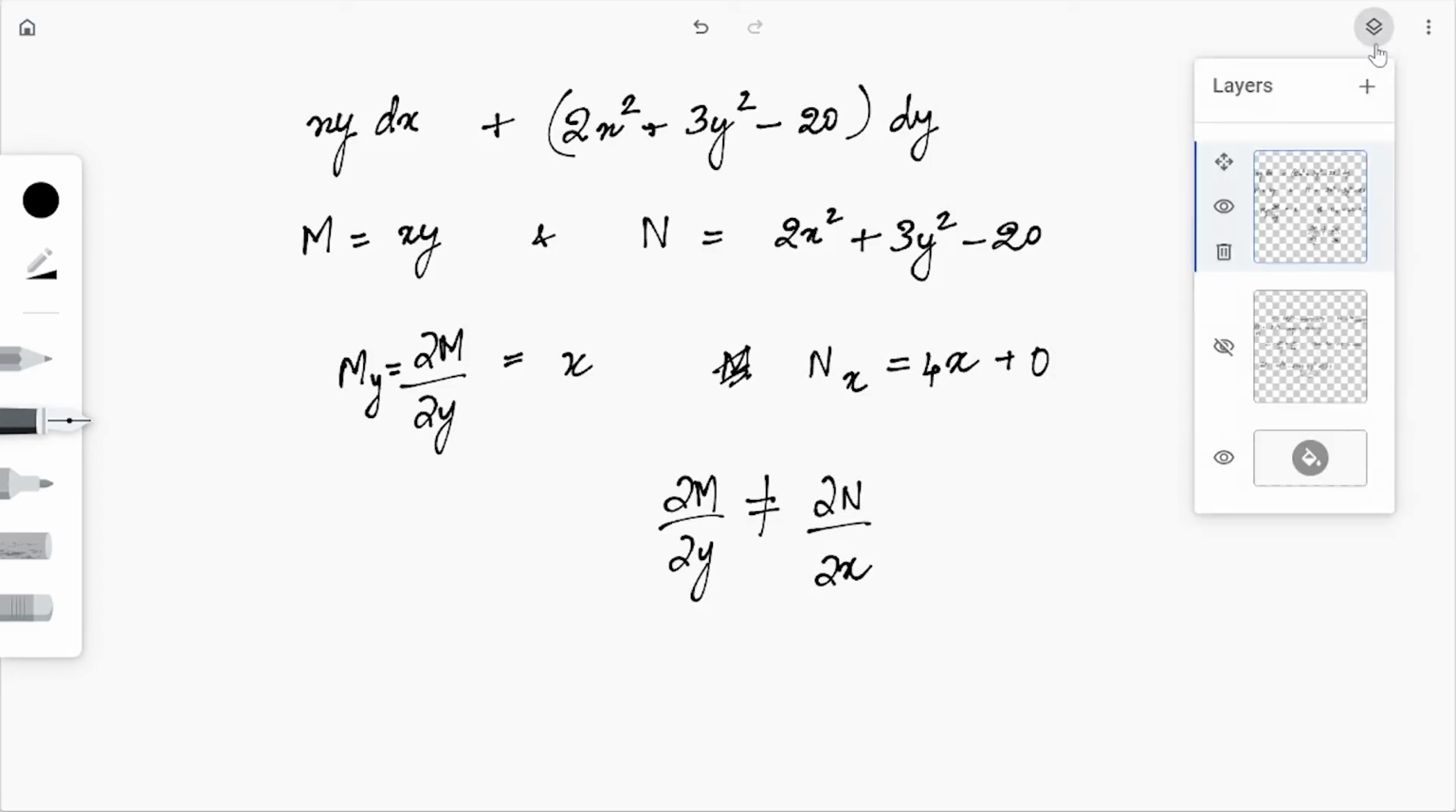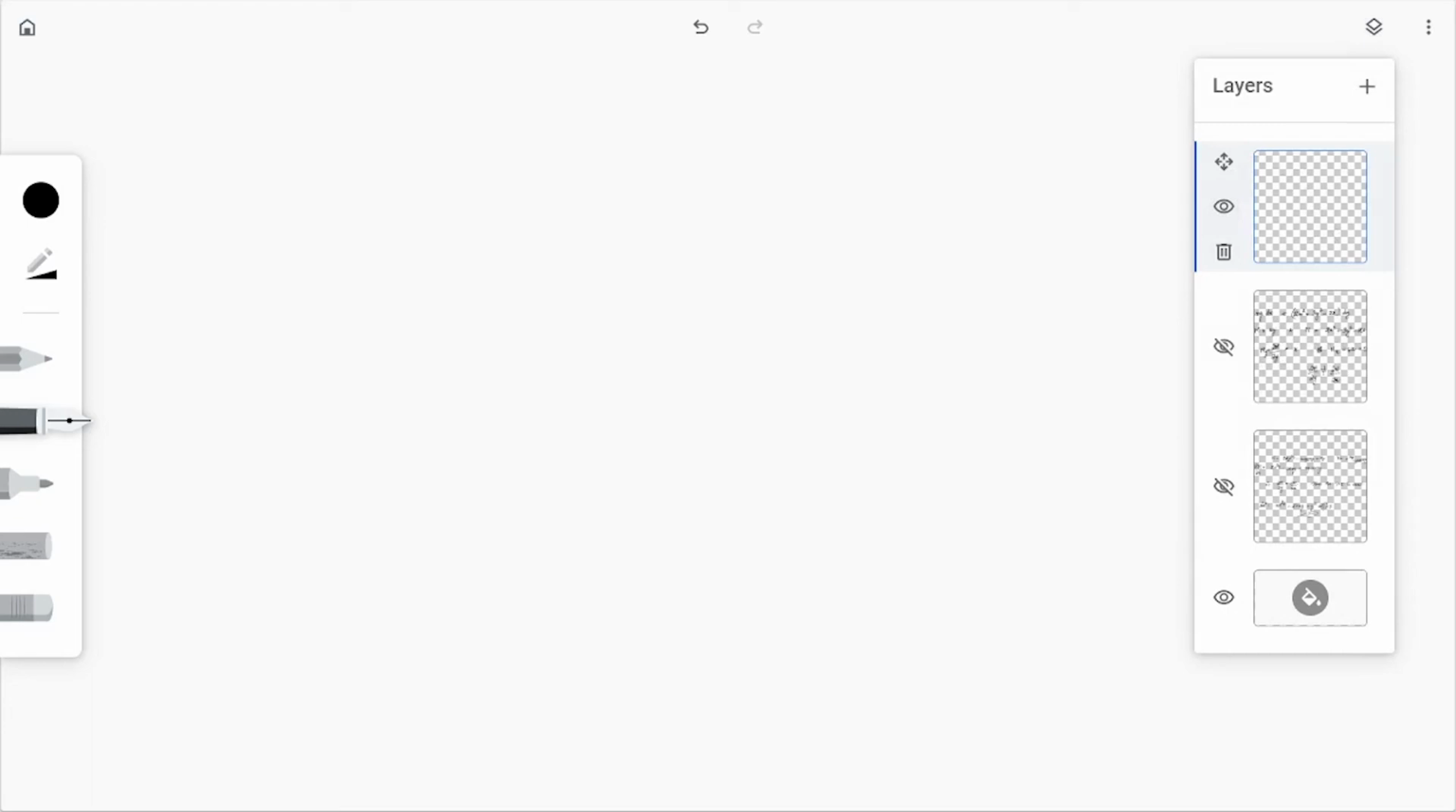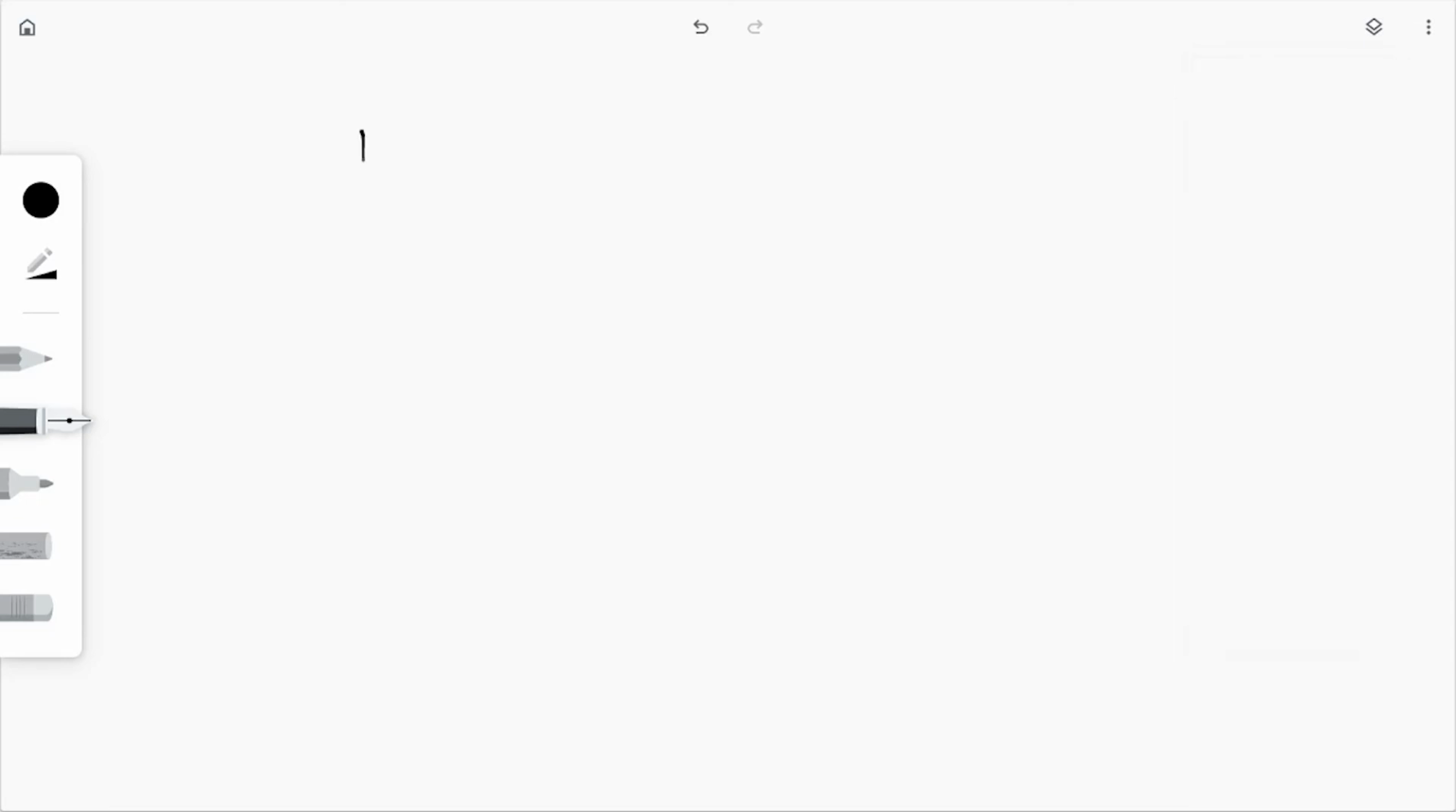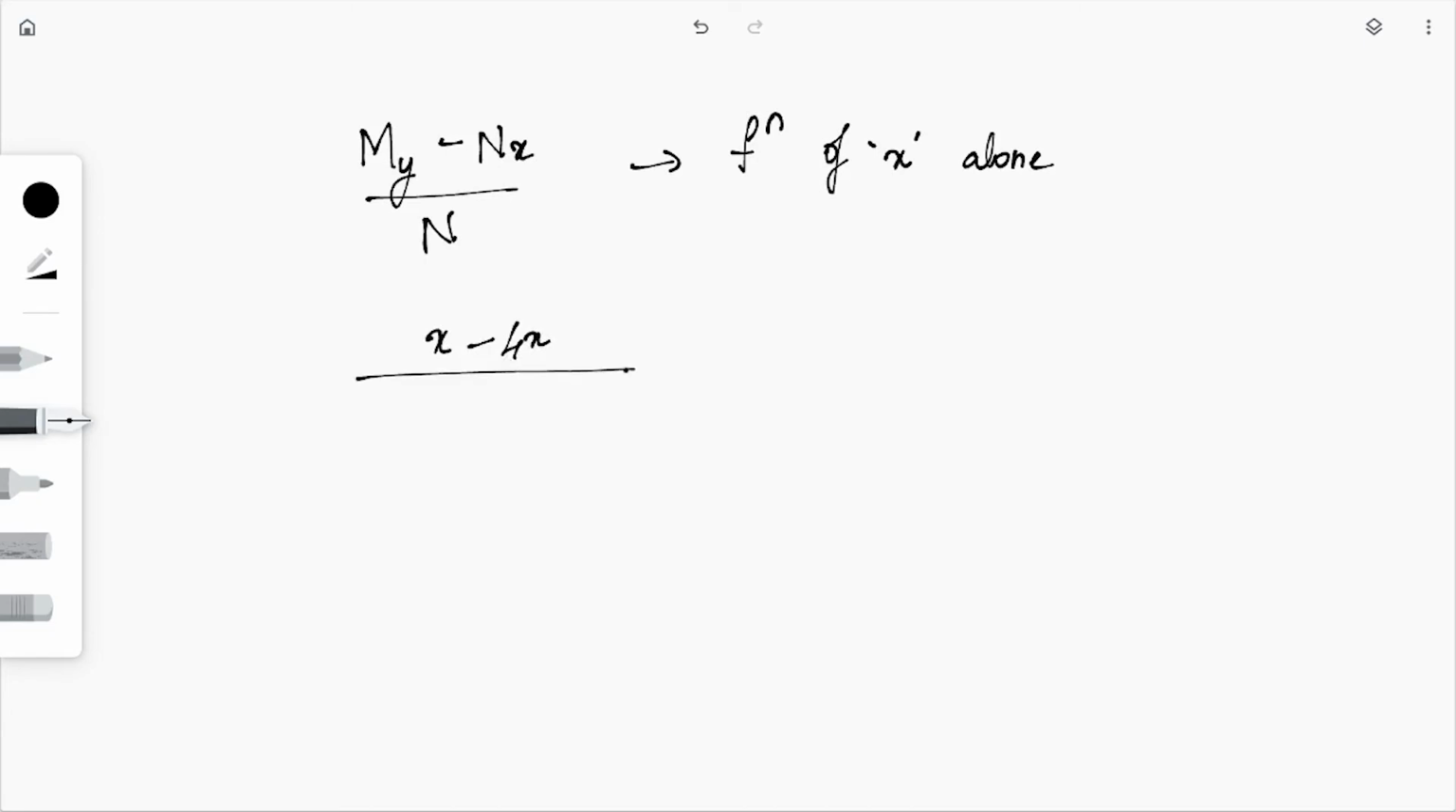So first let us determine whether we will be able to find out the integrating factor or not. So let us determine first (My minus Nx) divided by N. N means it should be a function of x alone. What was My? It was x, and this was 4x. What is N? N is a very big term, 2x² plus 3y² minus 20. So clearly we cannot simplify this to form a function of x alone, so this is not our integrating factor.